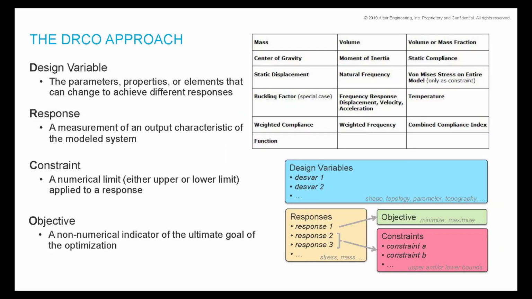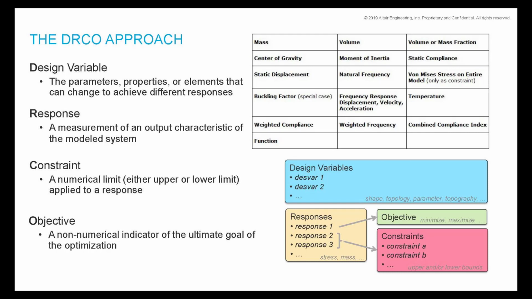Design variable is a structural parameter that is allowed to change during an optimization. Typical examples include material properties, topology, and geometry of a structure and member sizes. Design variables may be continuous or discrete depending on the type of optimization being performed.